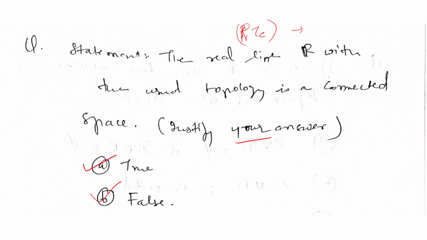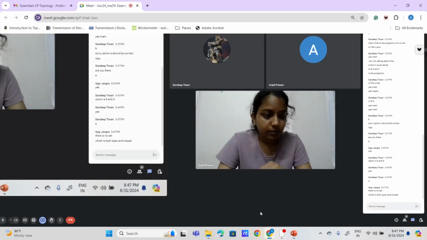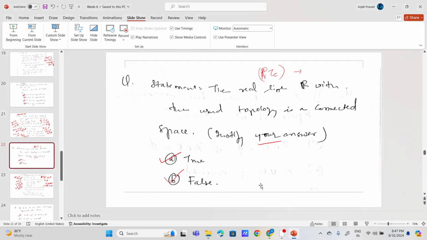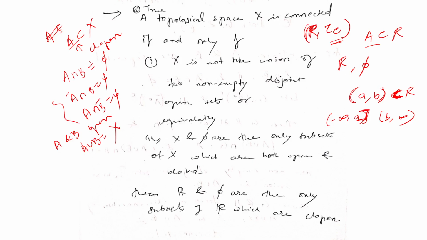How will we say it about a disconnected set or connected set? There is no set which is both open and closed. So you don't get any proper subset of R such that it is both open and closed. By that you can say that it is a connected space. So yes, it is true. My explanation is not good.